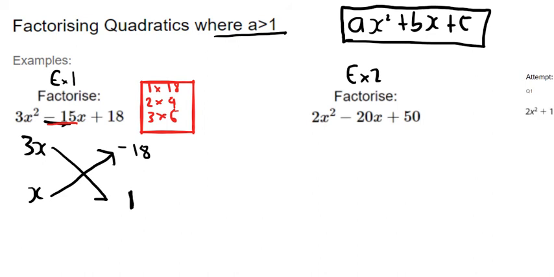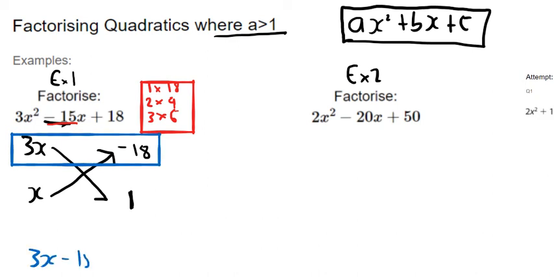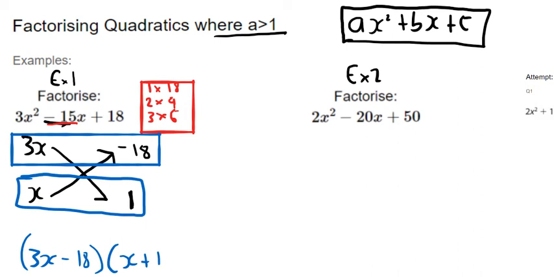That's the hard work done. Now watch the way the brackets are formed. You have to read across. The numbers on the top go into one bracket, so I'm going to get 3x minus 18, and then I read across on the bottom. So x and positive 1 are going to go into another bracket, so x plus 1. So that's the way it's factorized.